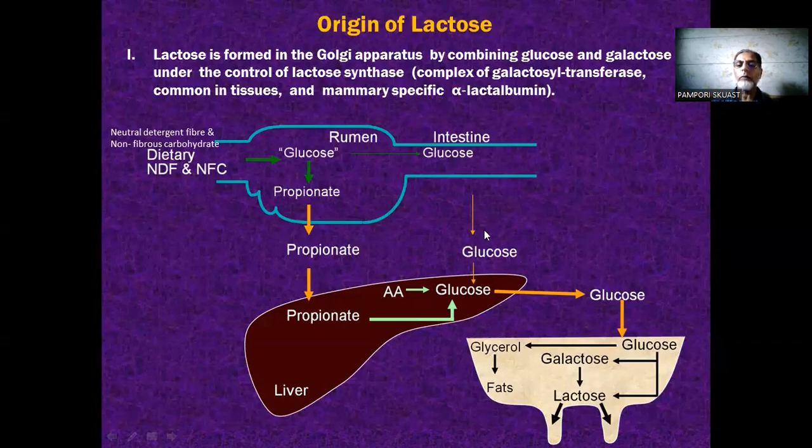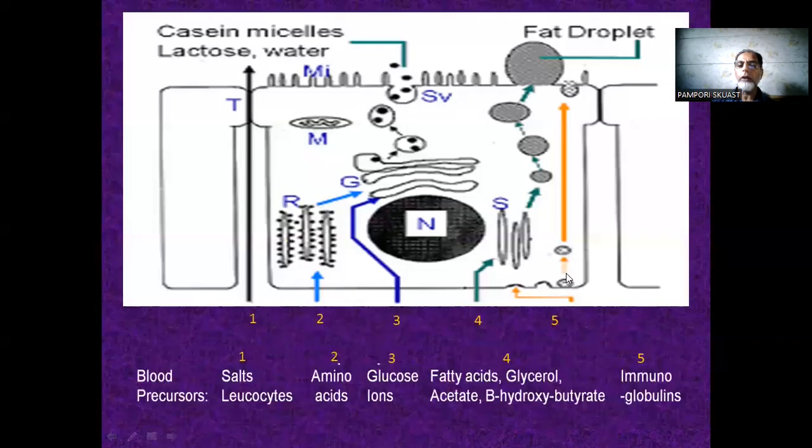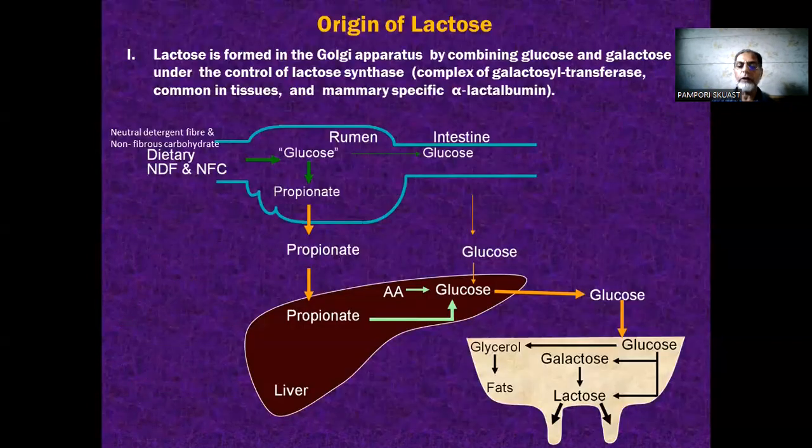In the Golgi, it is processed, packaged, and ultimately reaches the outside, being secreted into the milk through exocytosis. This is about lactose. In the next lecture we will look at other constituents of the milk. This time we will take leave here. I hope you have understood how lactose is produced by the mammary glands. Thank you. Thanks a lot.